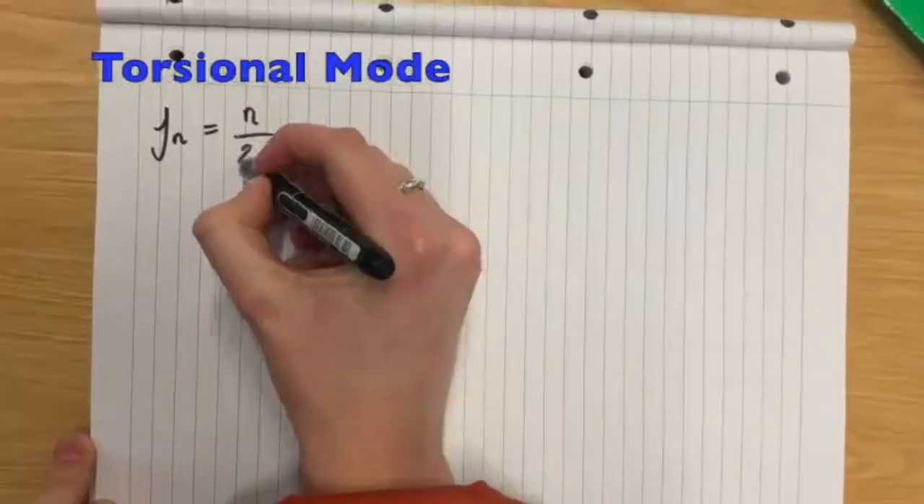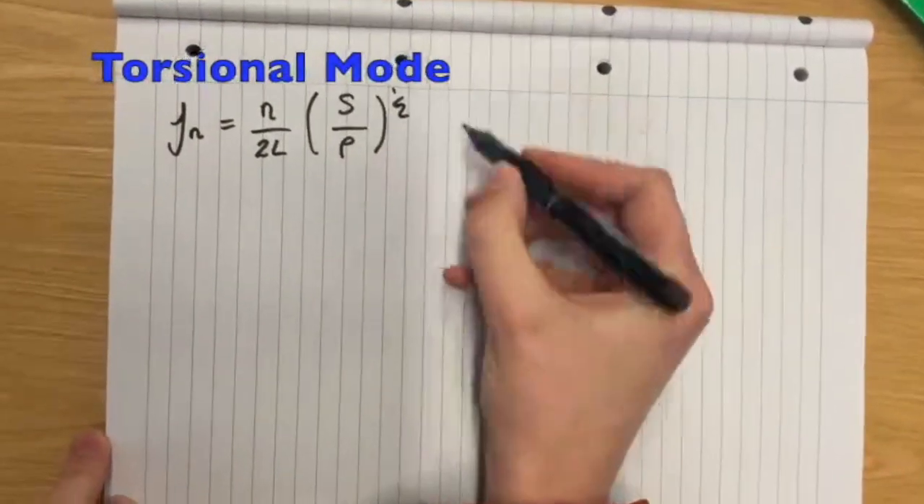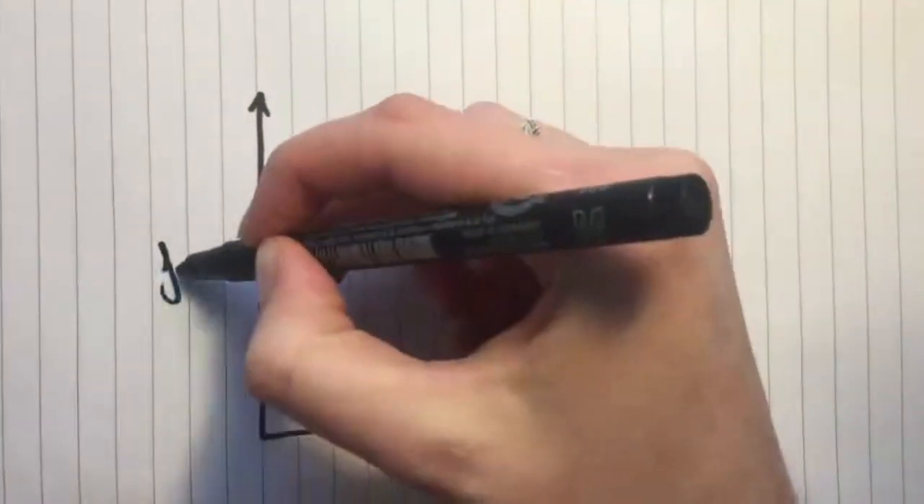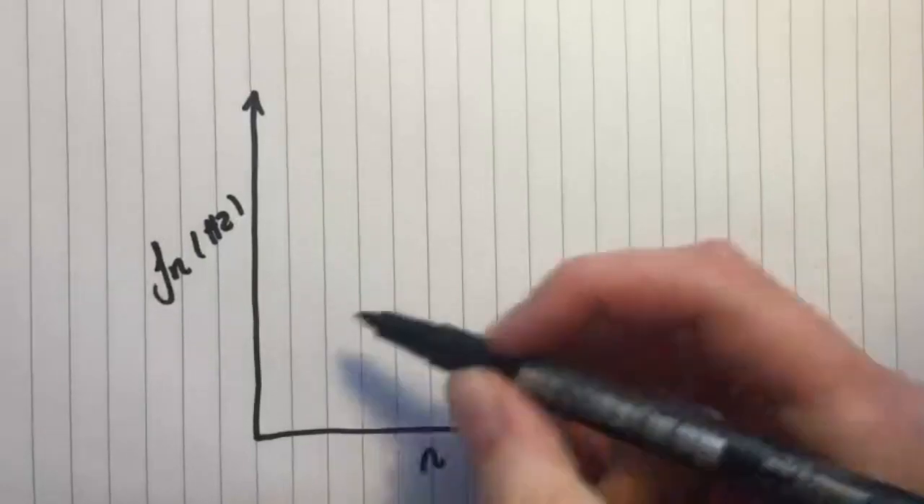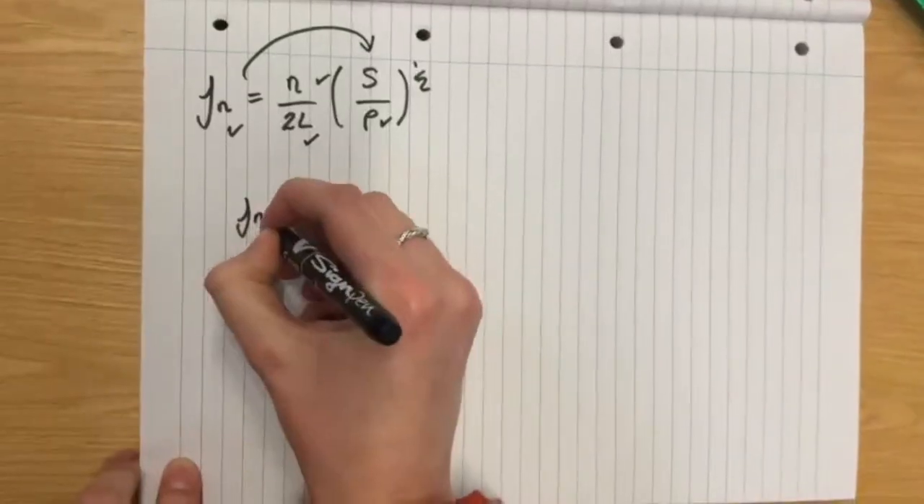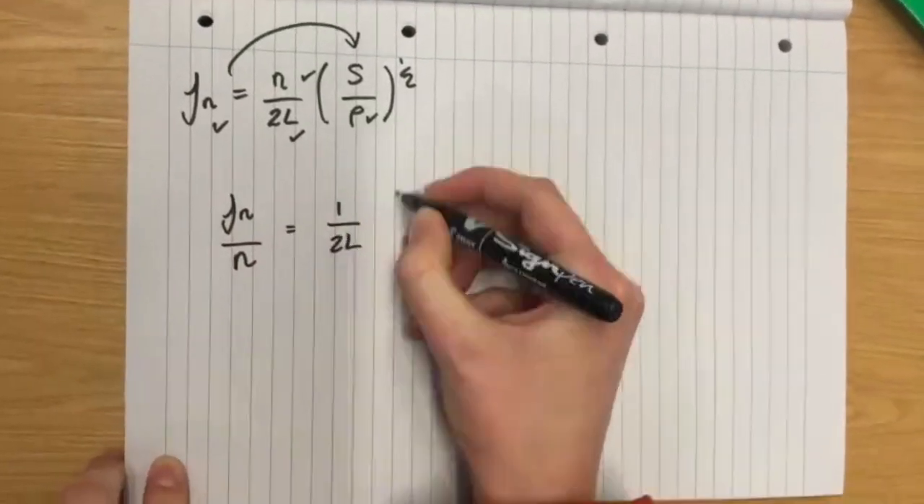The second equation is for the torsional modes. We do the same as before by plotting a graph, but this time we use the resonant frequency results from the second bar, and we plot this against n. We substitute our known values again to find S.